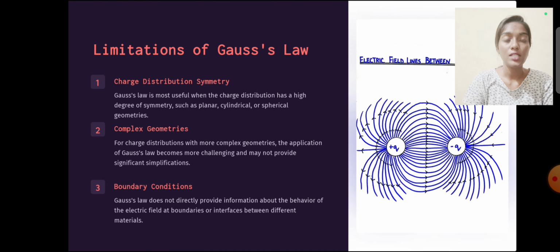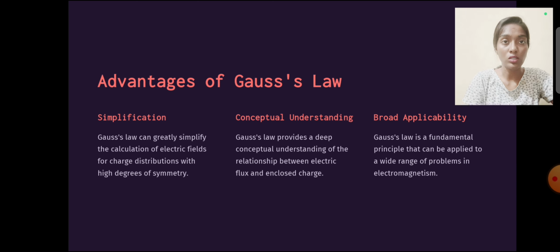Limitations of Gauss law. Charge distribution symmetry. Gauss law is most useful when the charge distribution has a high degree of symmetry, such as planar, cylindrical, or spherical geometries. Complex geometries. For charge distributions with more complex geometries, the application of Gauss law becomes more challenging and may not provide significant simplifications. Boundary conditions. Gauss law does not directly provide information about the behavior of the electric field at boundaries or interfaces between different materials. Let's know about the advantages of Gauss law.